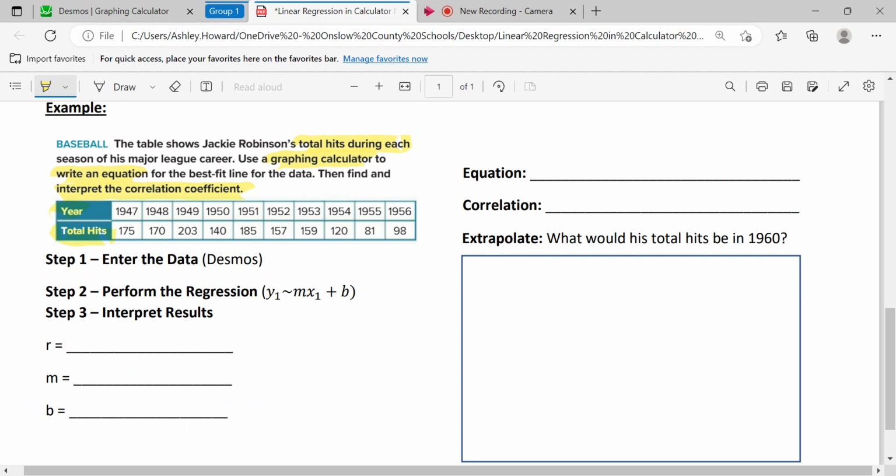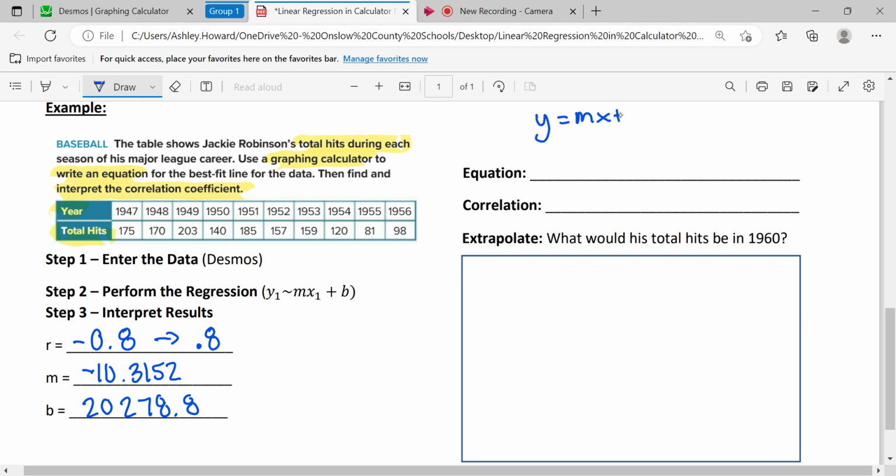Our R value, our correlation coefficient, was negative 0.8, and I'm just going to round. And since the absolute value of that is positive 0.8, that would mean that we have a strong correlation. Our slope is negative 10.3152, and our y-intercept is 20,278.8. So we're going to use that information to write our equation.